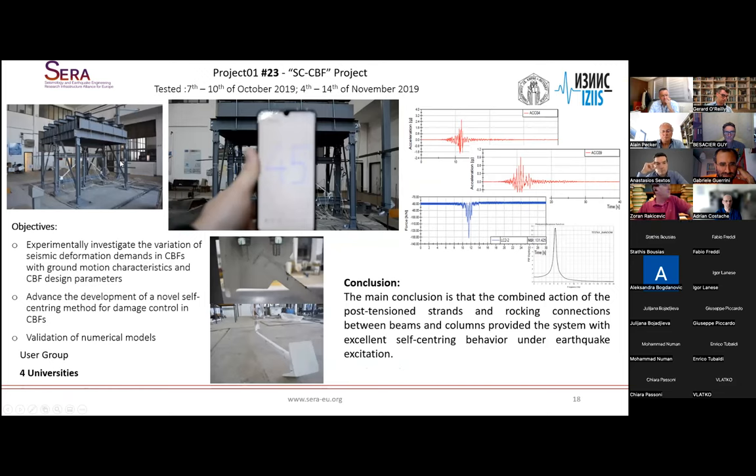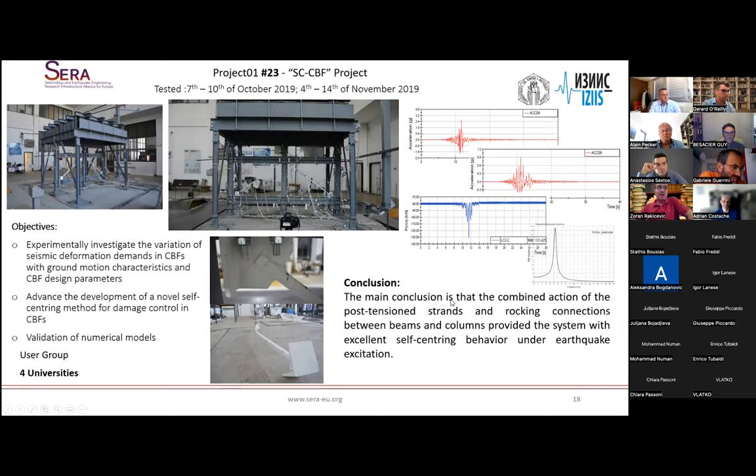In fact, this is an idea of Gerard, but Jamie Goggins and Brian Broderick, Elgin Zulli from Imperial College, and Jamie from University of Galway, and Brian from Trinity College Dublin. And there was, again, participation of the University of Ljubljana. So we made this self-centering system, a very unique one. You can see one simple test on the shake table, how it looked.